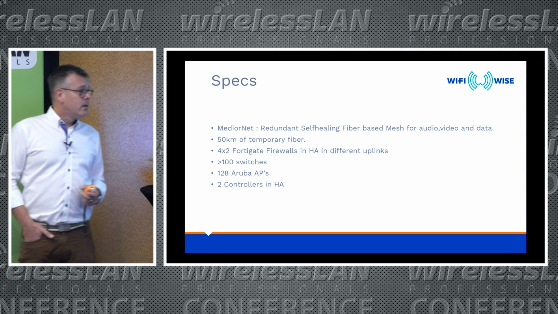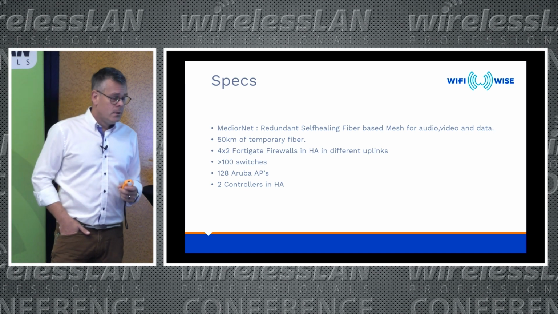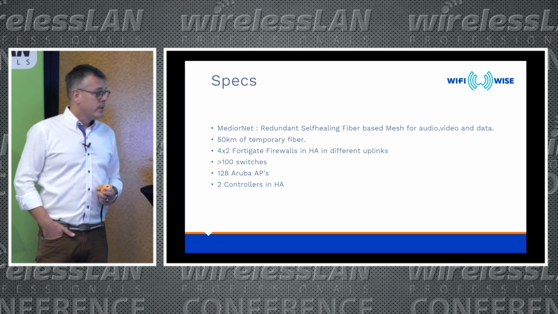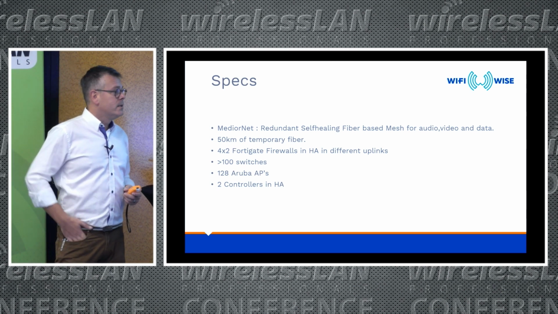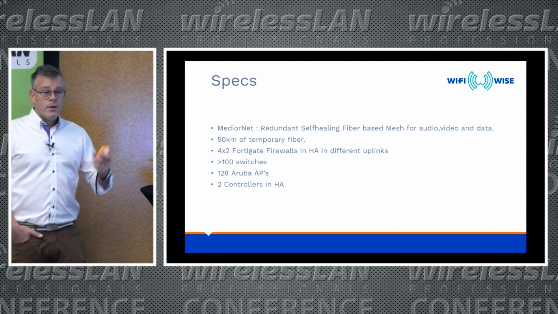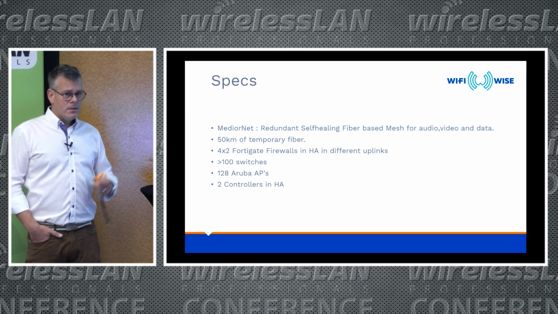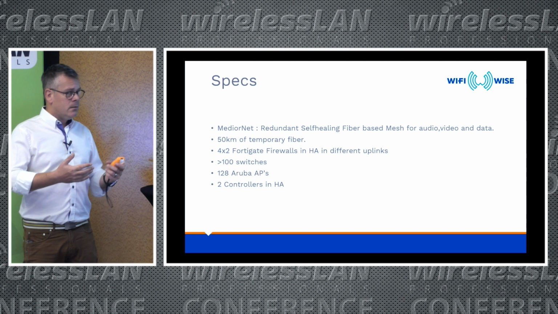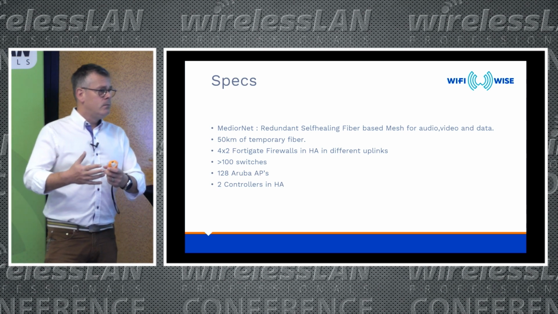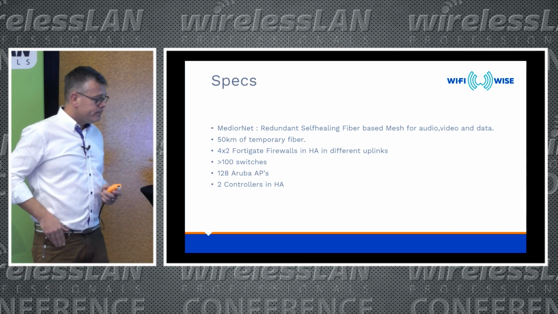So we ran 50 kilometers of temporary fiber. We installed in total 8 FortiGates, all on high availability. So we had 4 WAN links coming in, over 100 switches, lots of APs, and you'd maybe expect more APs, but then again, we didn't do density. We had to cover a lot of area.